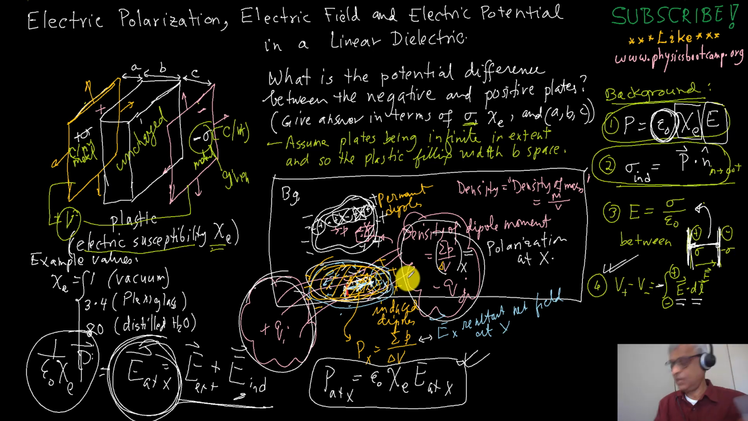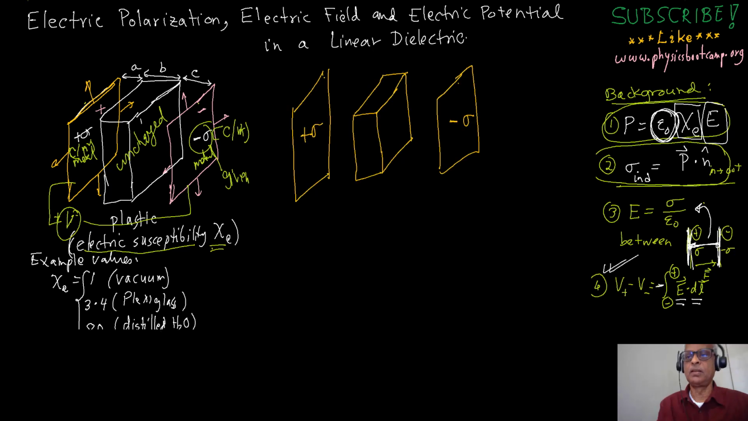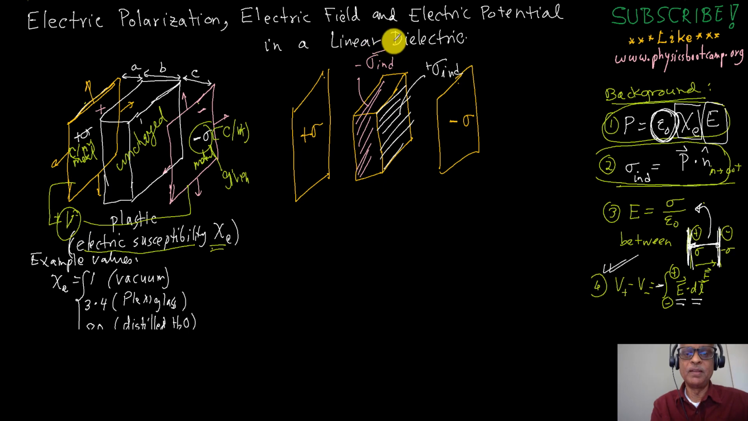Let me erase so I can redraw. What we're going to have here are induced charges. This surface will have an induced charge sigma induced, which is a plus, and on the back side this surface will have a minus sigma induced, and it will be related to the polarization in this manner.